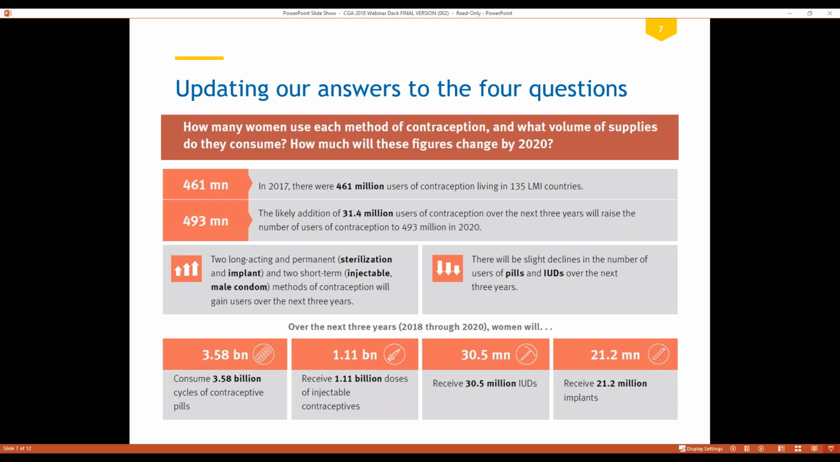And from these users, we are then able to estimate the volume of contraceptive commodities and supplies that they will consume, these figures at the bottom. These represent the commodities and supplies that women need each year, or here cumulatively over the 3 years of 2018 to 2020, to be protected from pregnancy. For short-term methods, this is accounting for the fact that women need multiple supplies over a year to be protected. And for the long-acting methods, it's accounting for the fact that only a subset of those who are using an IUD or an implant in a given year will actually need to receive a commodity, because some are still protected by methods received in previous years.